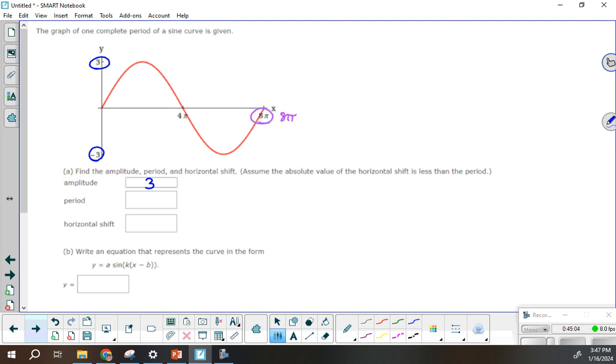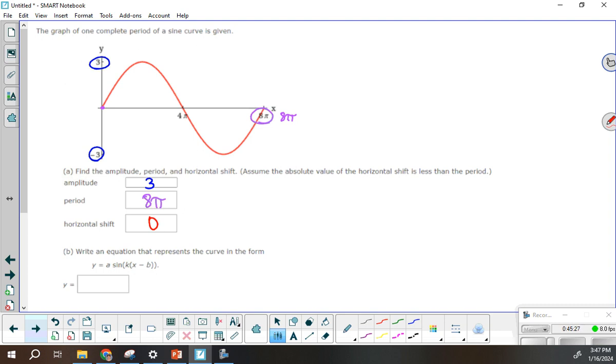Our period, we can figure that out based on the graph, obviously. One full cycle is going to take us 8 pi to get there. Now, is there a horizontal shift? Did we shift left or right? No, we did not. We started at 0, 0, so there is no horizontal shift.